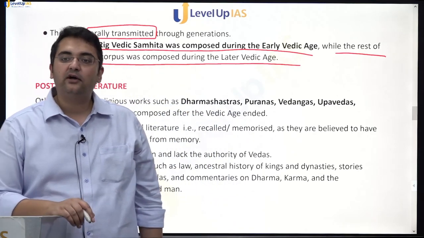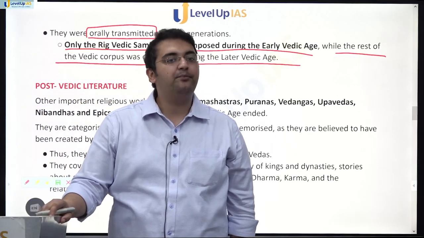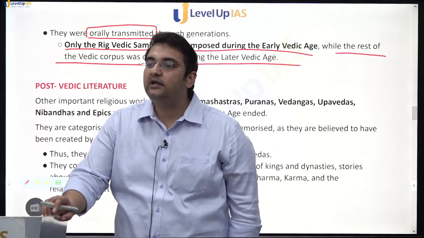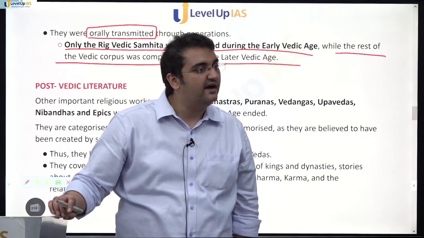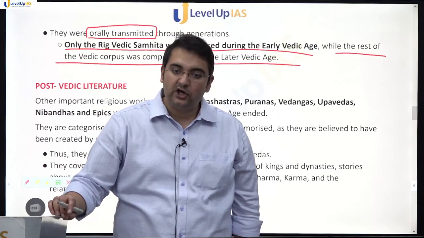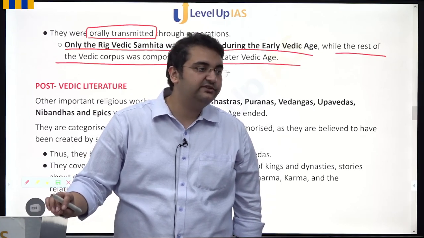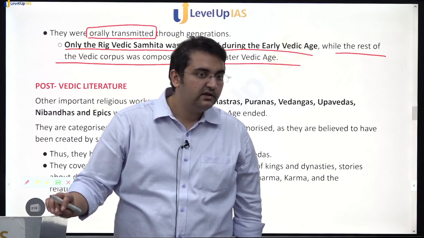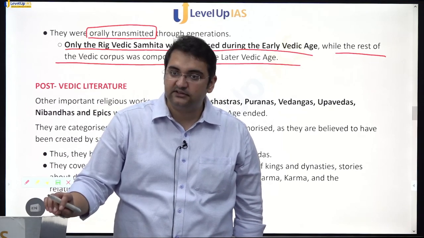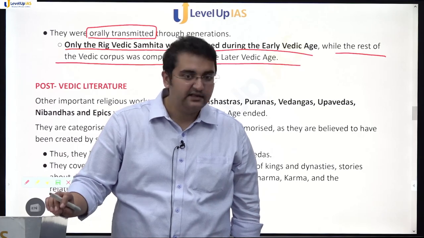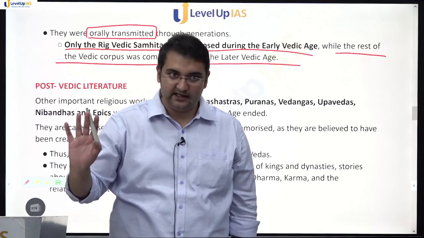The rest of the Vedic literature was composed when? During the early Vedic age or later Vedic age? During the later Vedic age. So, only the Rig Vedic Samhita was composed during the early Vedic age, while the rest of the Vedic corpus was composed during the later Vedic age. So, when we are talking about the Rig Vedic period, what is the only source of inquiry that we have? The Samhita of the Rig Veda. And what about the Upanishads associated with the Rig Veda? Wo sab later Vedic. Brahmanas, Aranyakas of Rig Veda, later Vedic period ka. Theek hai?